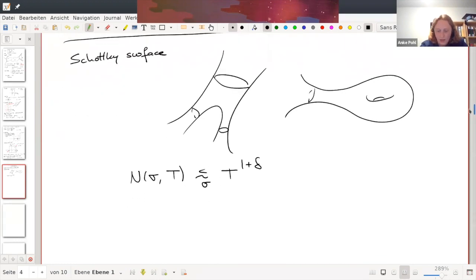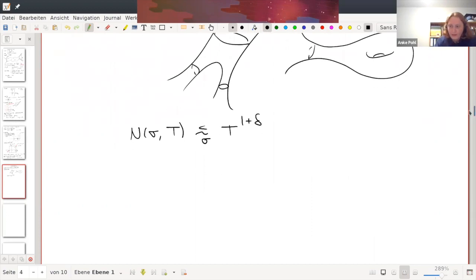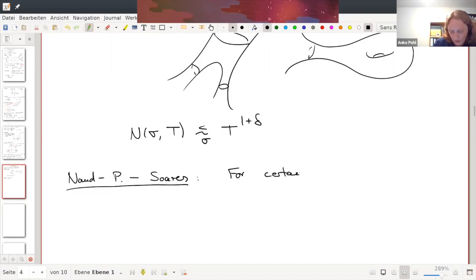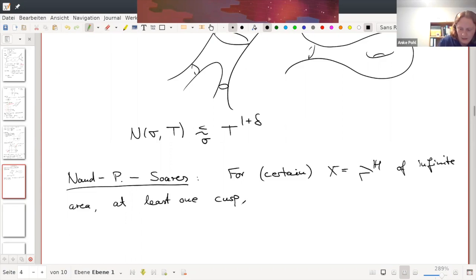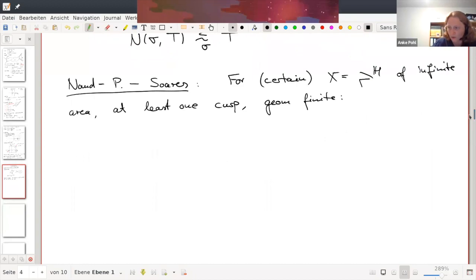And what I want to do today is to prove something similar, but for surfaces which have cusps. And this is the result together with Frederick No and my former student Suarez. And let me just state it for, let me say certain, it will become clear in a moment what means certain. Hyperbolic surfaces of infinite area, at least one cusp. I want to say, of course, with this geometrically finite, this is just for the experts. Ignore that if you don't like it.